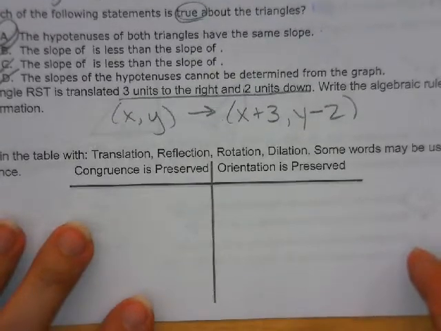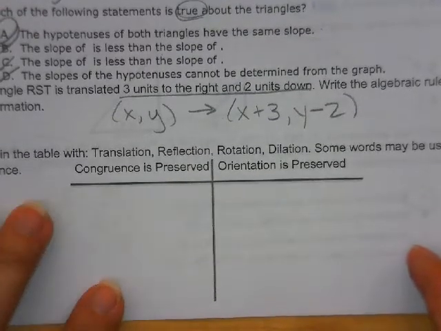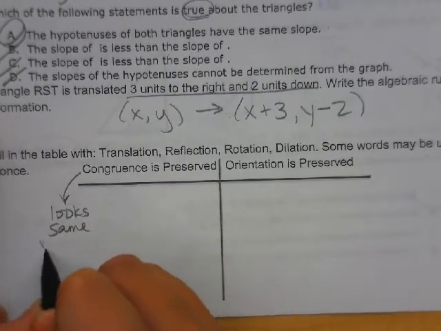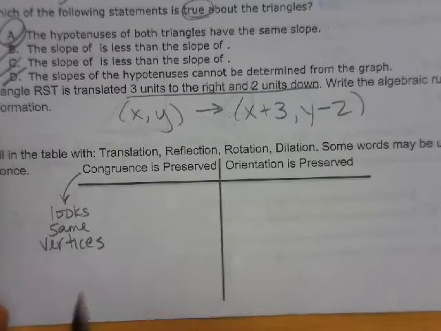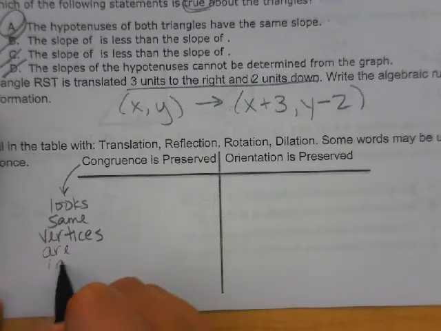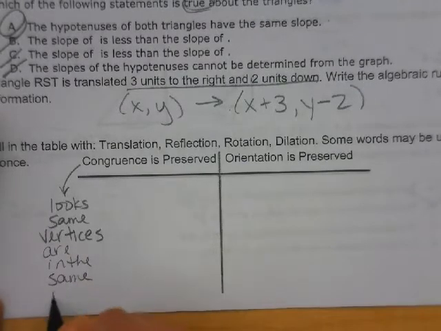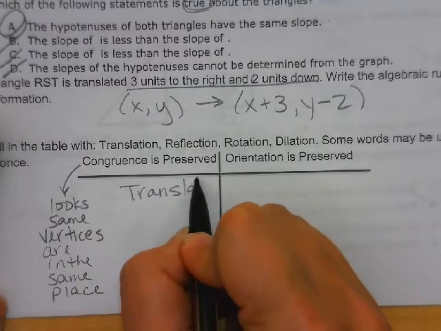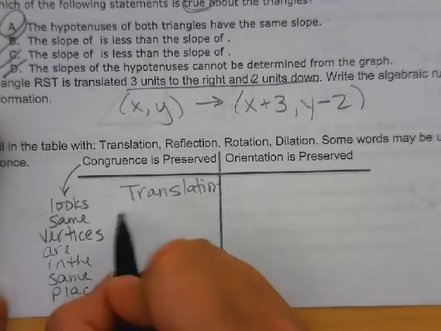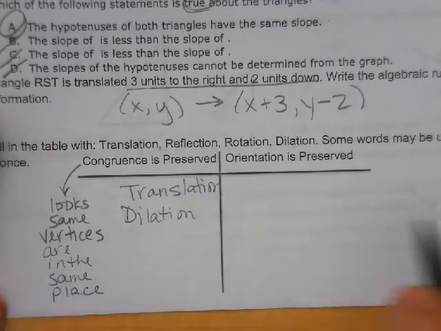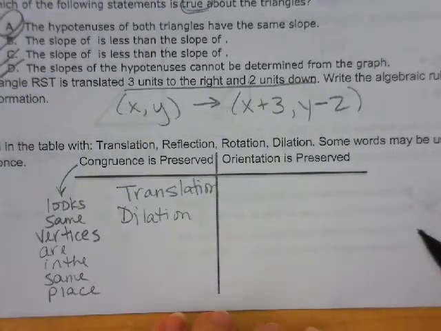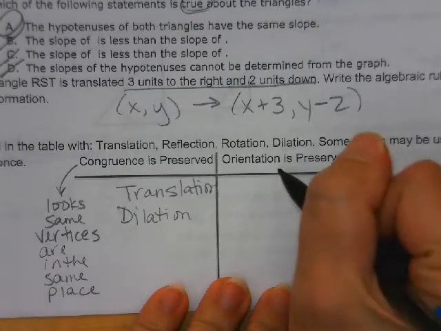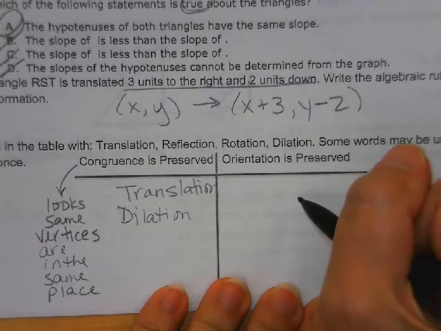So, congruence and orientation. So remember, congruence means that it looks the same, meaning the vertex or the vertices, which is plural of vertex, are in the same places, right? So when you translate, that is going to be congruent. And when you dilate, because it doesn't change that order, it just shrinks it. Orientation is how it looks. Okay, orientation means that it didn't get turned.